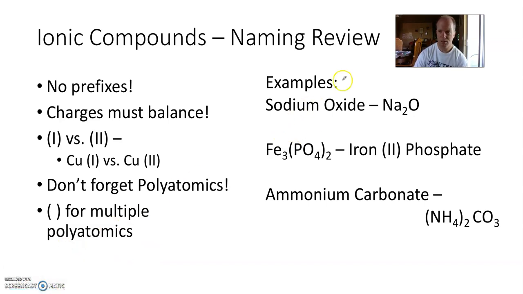So sodium oxide: sodium is a 1+, oxygen's a 2-, right? So that's why we need 2 sodiums to equal out the charges of the 1 oxygen. Here's an example of a multiple polyatomic, right? We need 2 of these PO4s, which are called phosphate, because they are a 3-, right? And the iron, in this case, is iron 2.